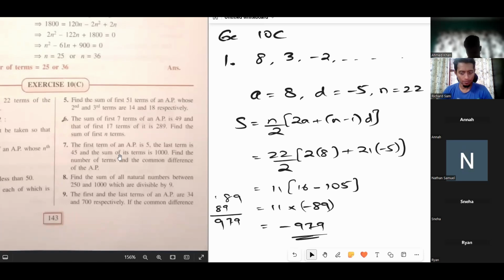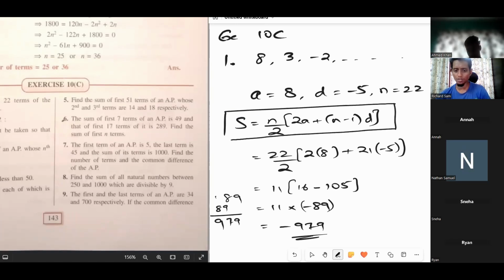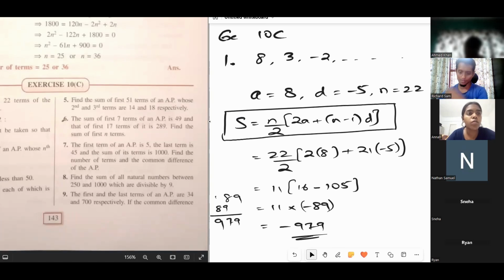Now, can you explain that formula once again, please? The formula is just this: S is equal to N upon 2. The formula is used to find the sum of an AP. So you need all these values: you need A, you need N, and you need D. Put the values in the formula and solve it. Is that clear, Nathan? Yes, sir.